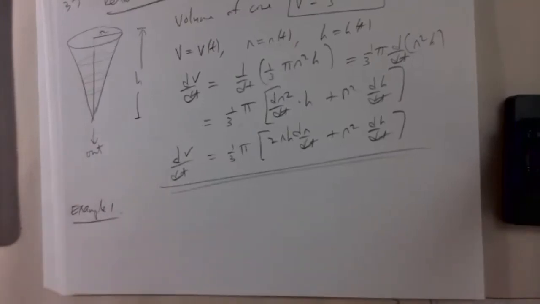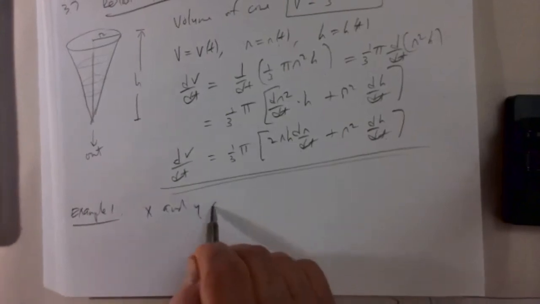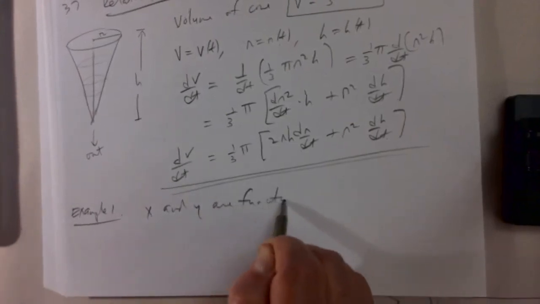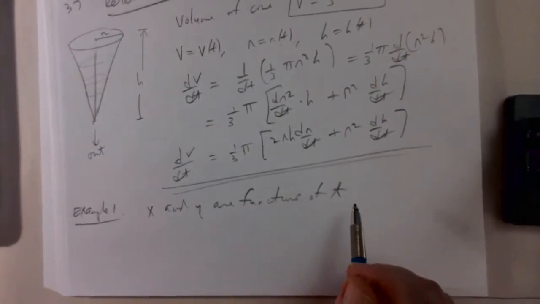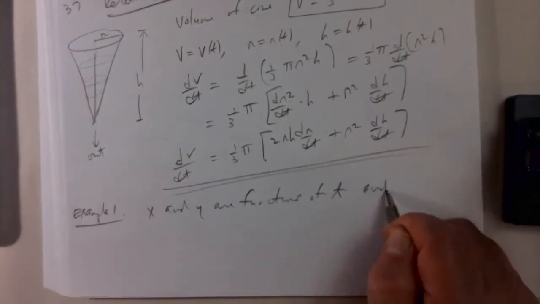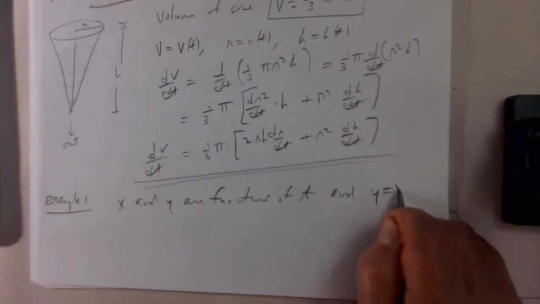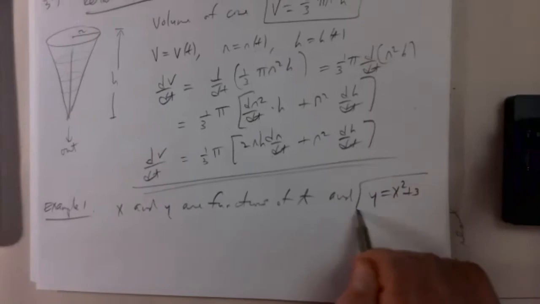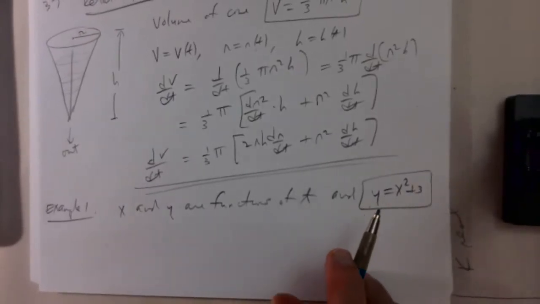So example 1. You have x and y are some functions of time, of t, and are related by the following equation. It's simply y equals x squared plus 3. So y is changing, x is changing, but there's a relationship between them.